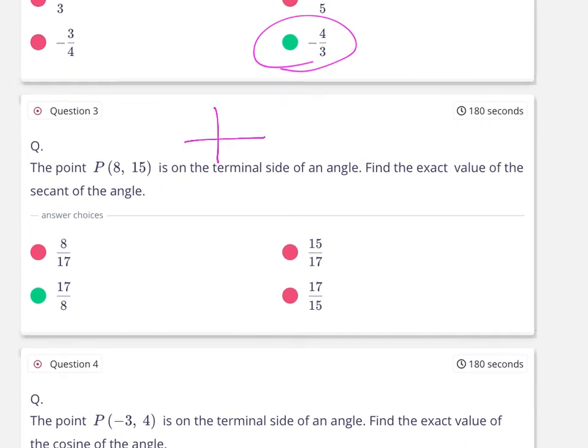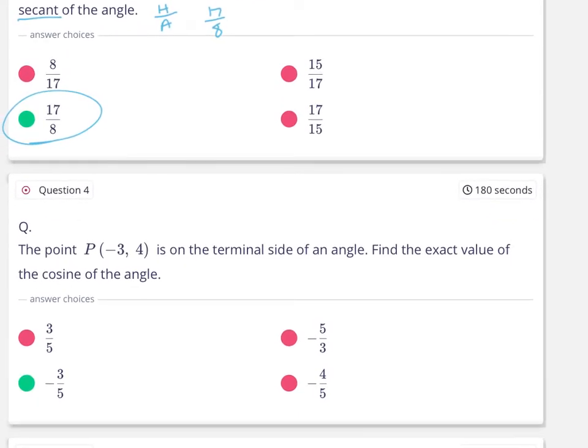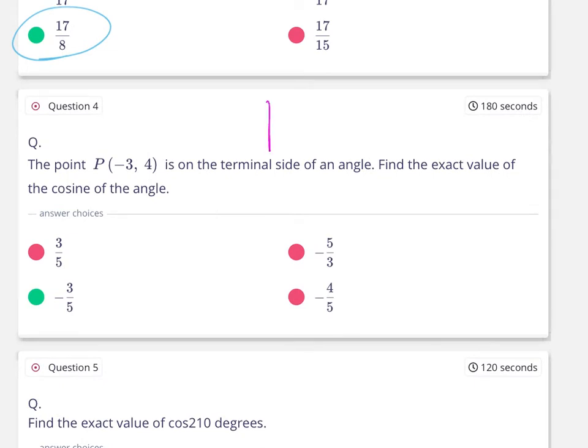(8, 15) is right 8, up 15, another triple practice, that's 17. Theta. Exact value of secant: because secant is the reciprocal of cosine, this would be hypotenuse over adjacent, which is 17 over 8. Next, (-3, 4), so now we're moving left 3 and up 4. The missing side here is again 5. That's a triple. Cosine is adjacent over hypotenuse, or negative 3/5.